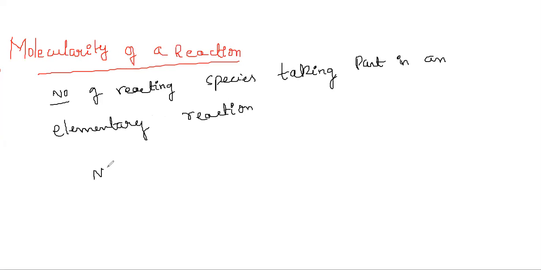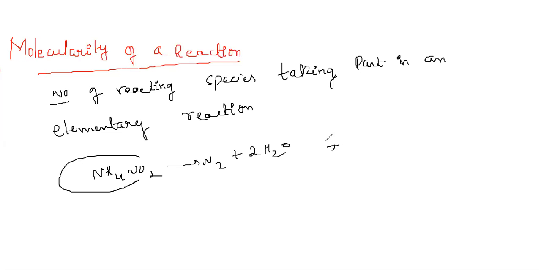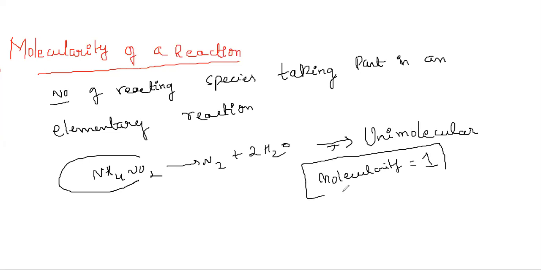For example, if we have NH4NO2 giving N2 plus 2H2O, then on seeing this, how many reacting species do we have? Only one. So this will be unimolecular. That is, if asked the molecularity here, we can say molecularity is equal to 1.